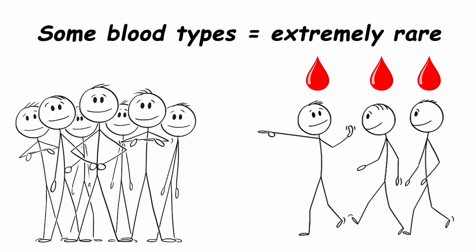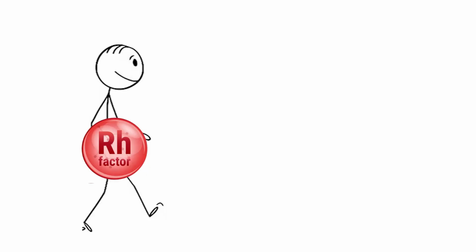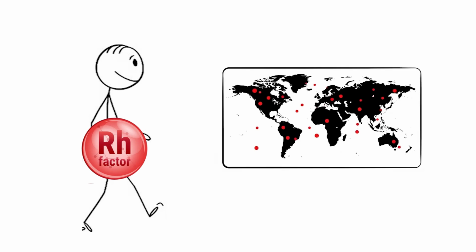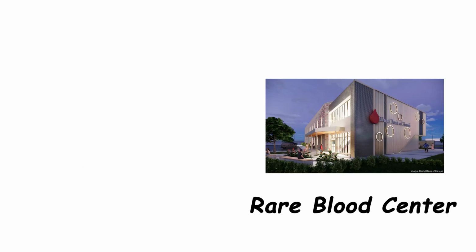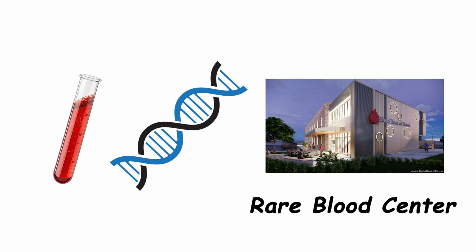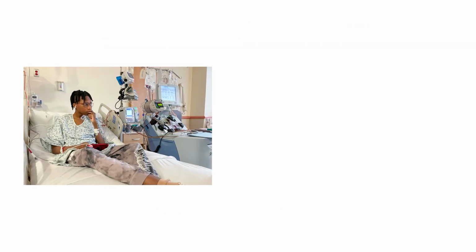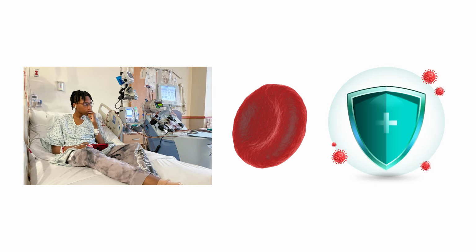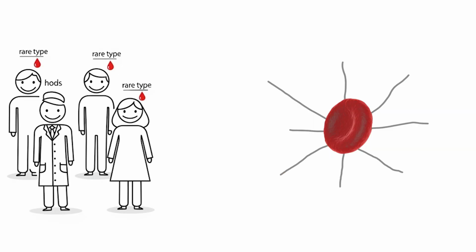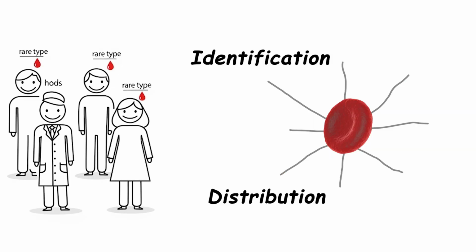Some blood types are so rare they pose unique genetic and clinical challenges. Rh null, missing every Rh antigen, occurs in only a handful of people globally. Managing their transfusions requires specialized blood centers and advanced screening. Patients with sickle cell disease or complex immune profiles may rely on less common variants, making the identification and distribution of rare blood as important as discovery.